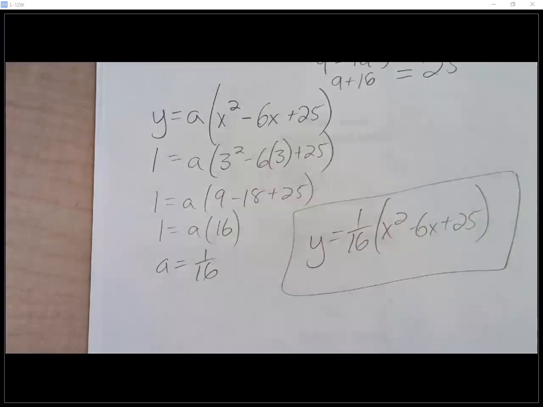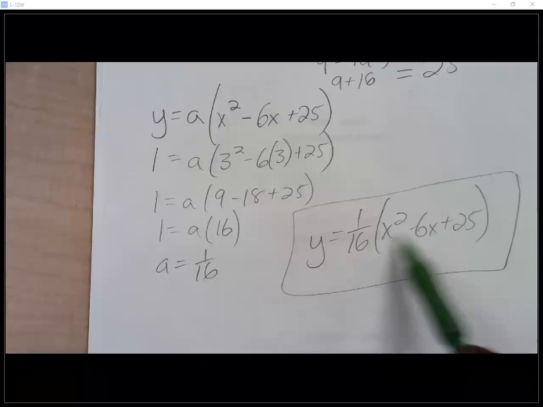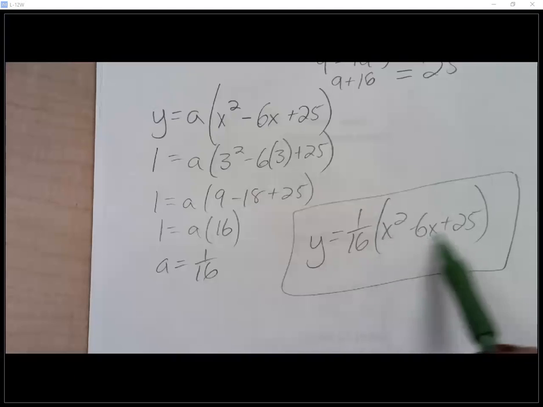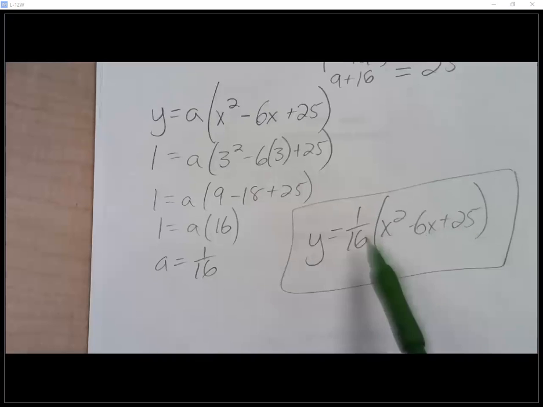Helpful to check yourself real quick. You know, when you plug in 3, it should come out with a positive 1. That's such a nice, easy way to see, because there's a lot of pieces here. It's easy to drop the ball somewhere. So if we quickly just throw in a 3, 9 minus 18 is a negative 9 plus 25 is 16. 1/16 times 16 is in fact 1, which is what we were expecting to get. So I feel good.